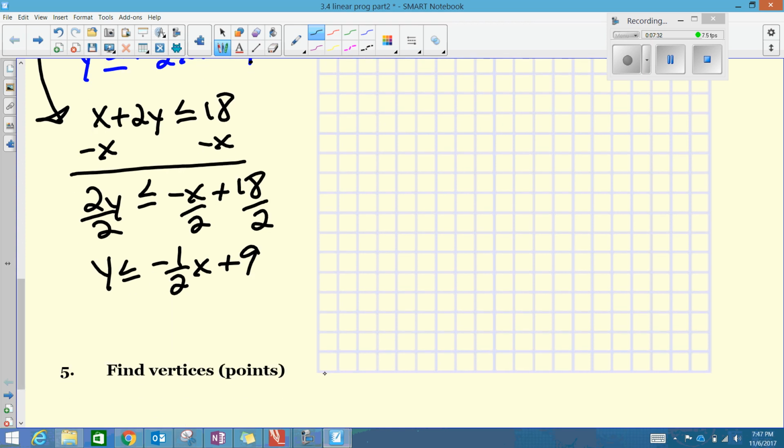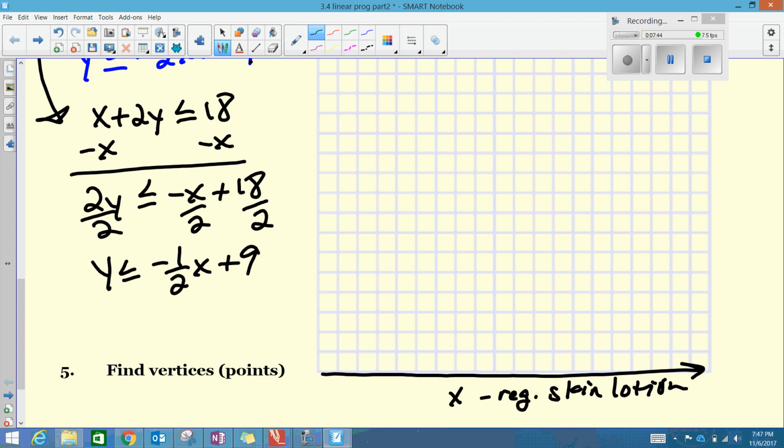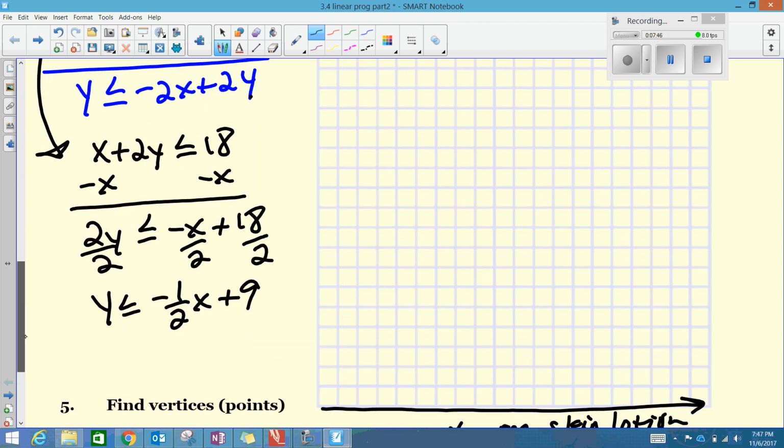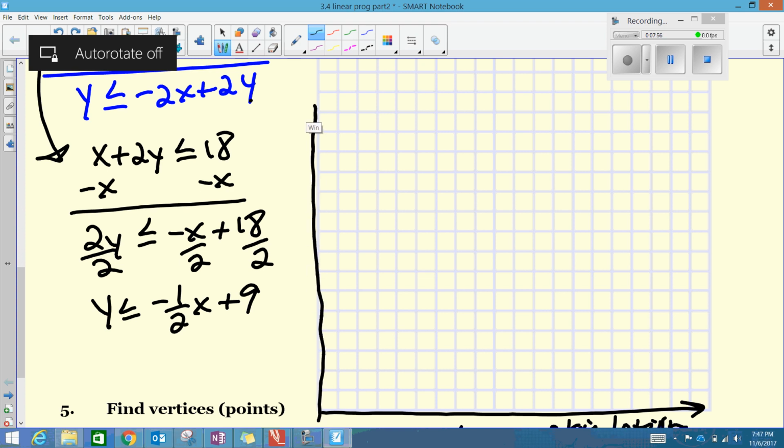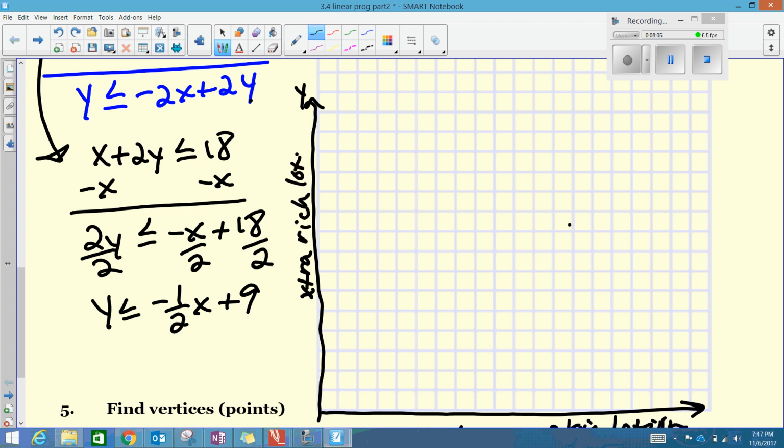So I'm going to draw my axis here, and this is the x-axis, and it is regular skin lotion. And I'm going to draw my axis here. And this is y, and this is extra rich lotion.